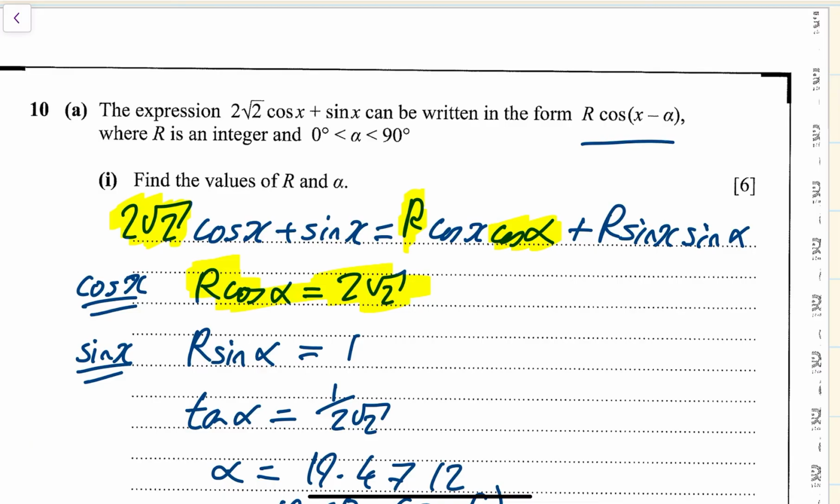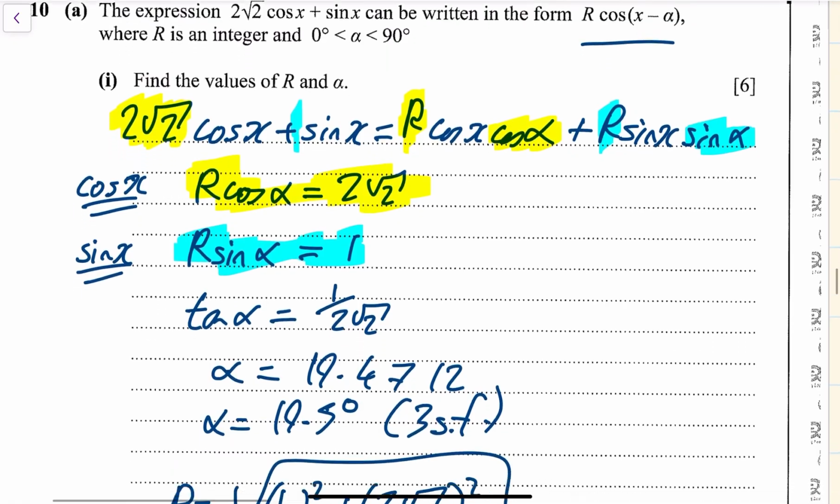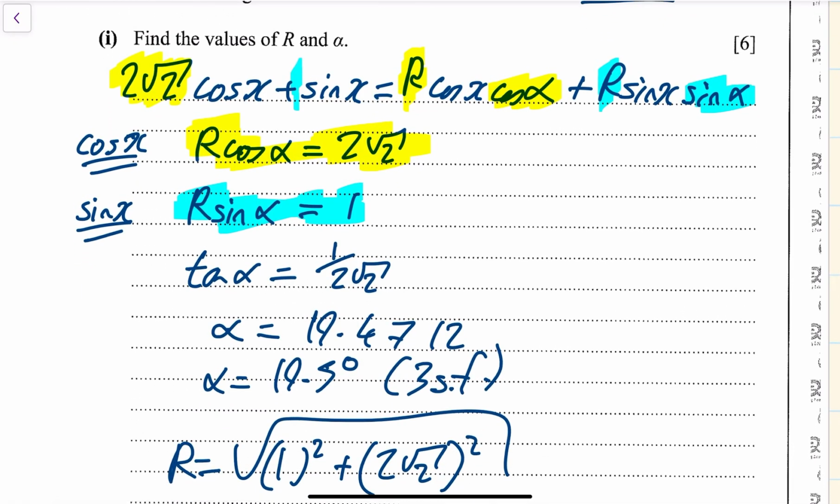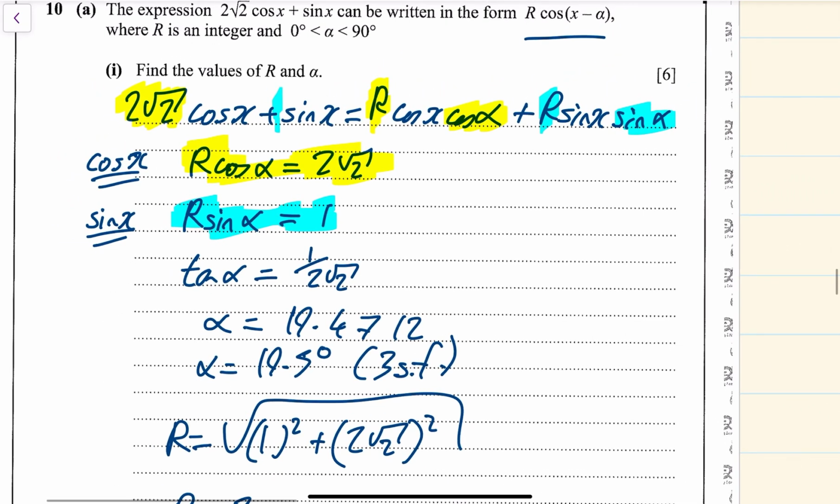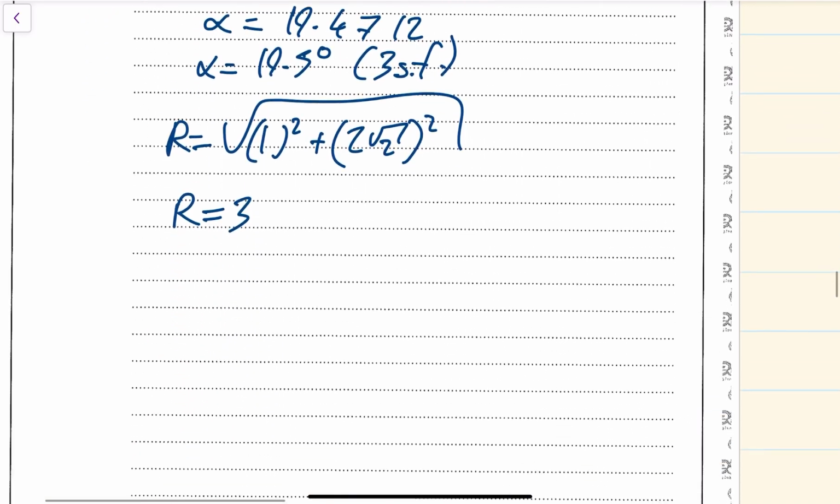It's in yellow, sorry. And then the sines, 1 really is multiplying sin x here. r sin alpha is multiplying it here. So 1 is equal to r sin alpha. Sine divided by cos gives you tan. So the blue one divided by the yellow one will give you tan alpha equals 1 over 2 root 2. And then tan to the minus 1, it's in degrees, so it's 19.4712 or 19.5. To get your r, you just square those things. So this squared plus this squared and then square root. So 1 squared plus 2 root 2 squared and square root. And that gives you r equals 3.